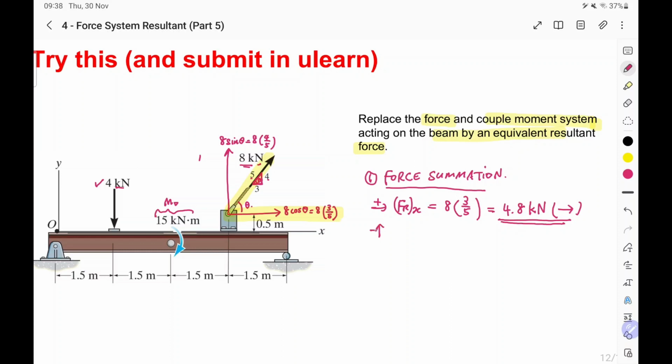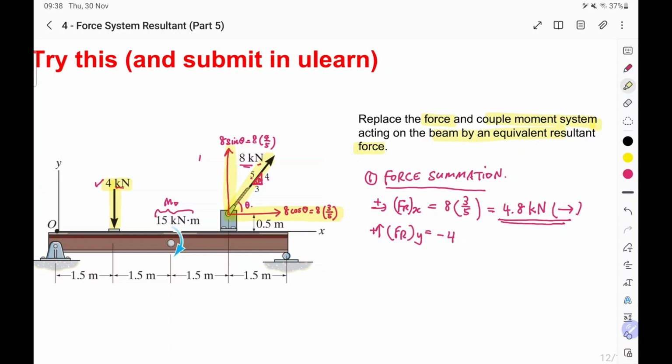So assuming the upward direction is positive, we want to find the resultant force in the y direction. So keluarkan segala jadah yang ada in the y direction. Okay, so the first one is this 4 kilonewton pointed downward. So in our equation, it becomes -4. And then apa lagi yang ada in the y direction?